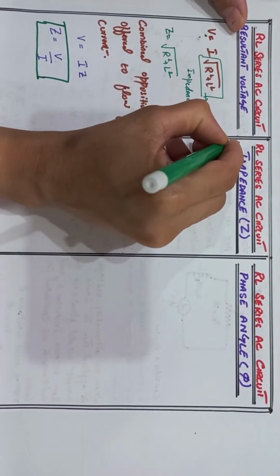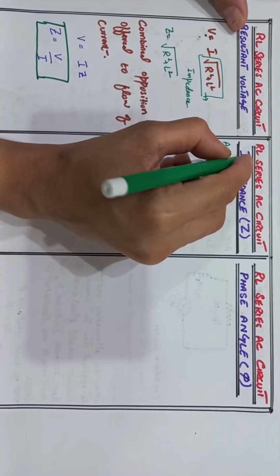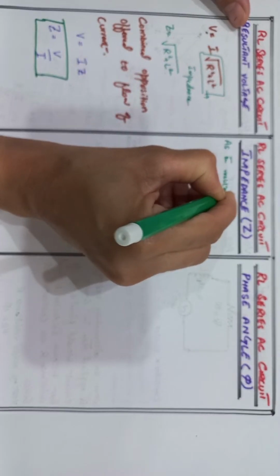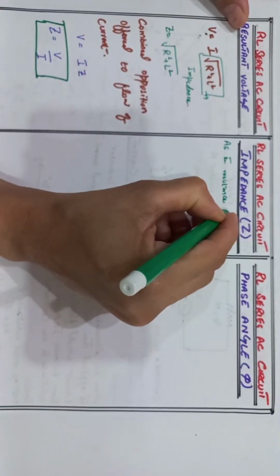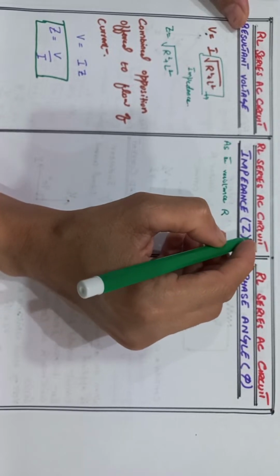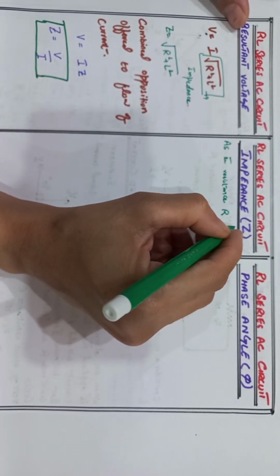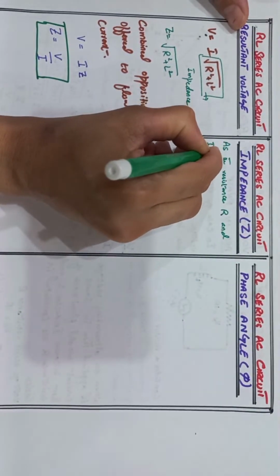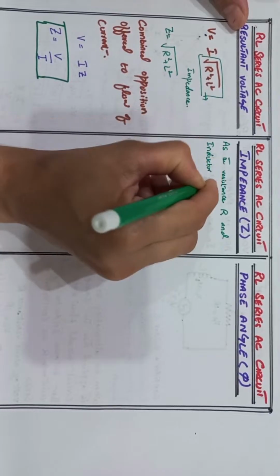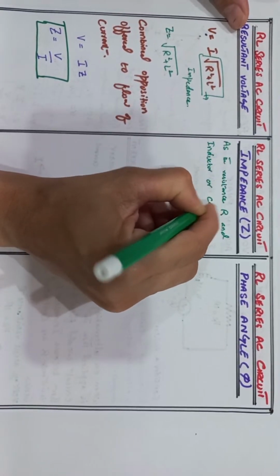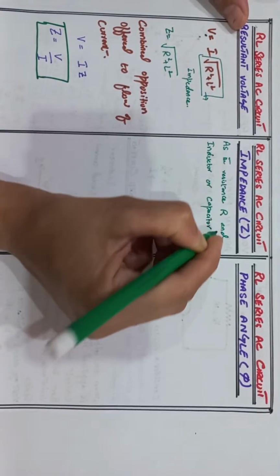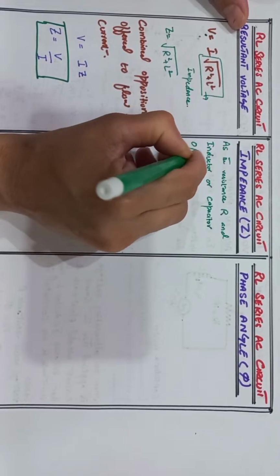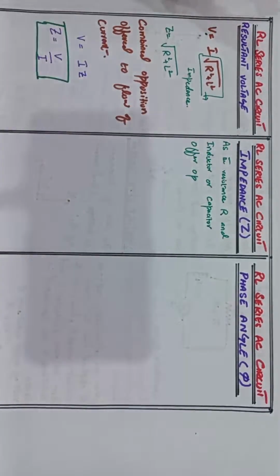A resistance R and an inductor or capacitor offer opposition to the flow of current.